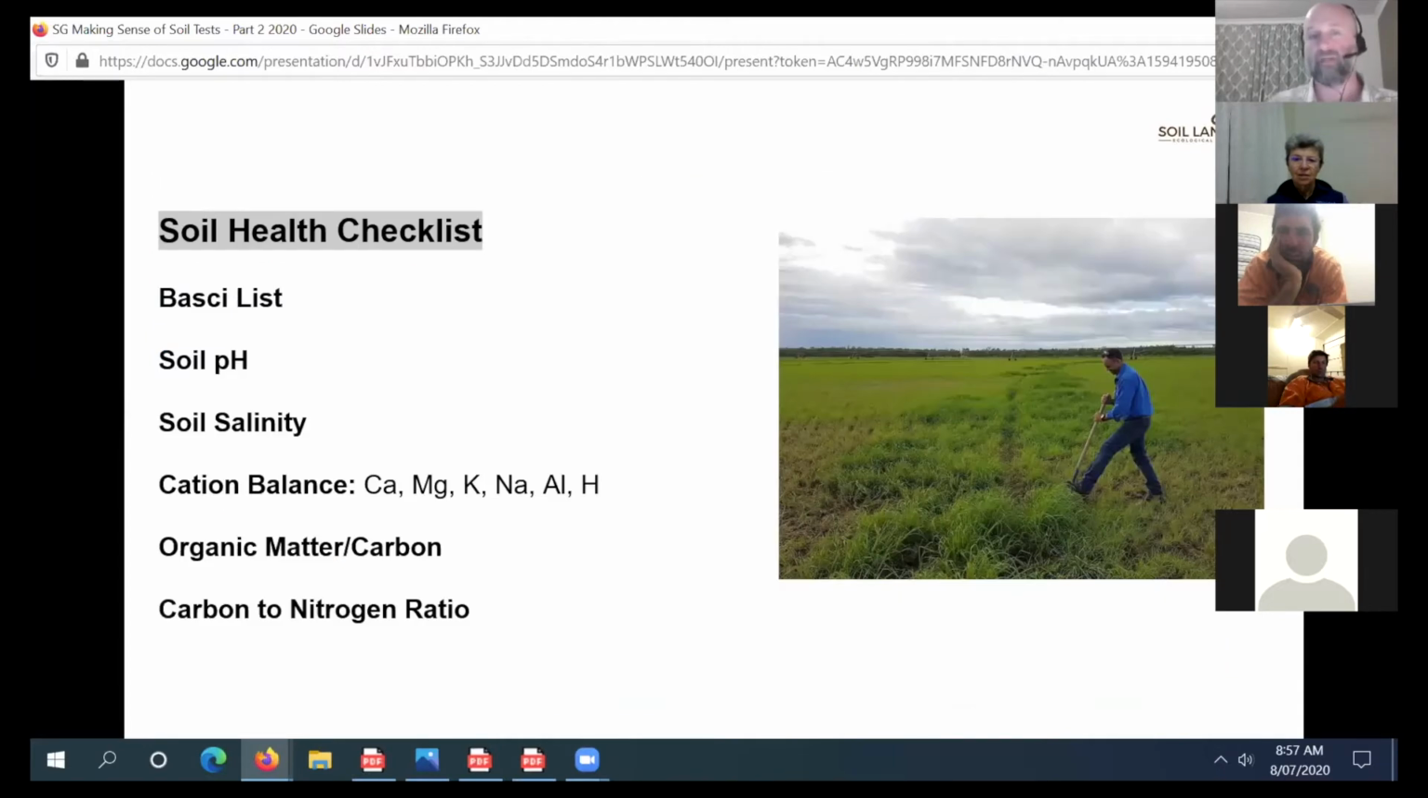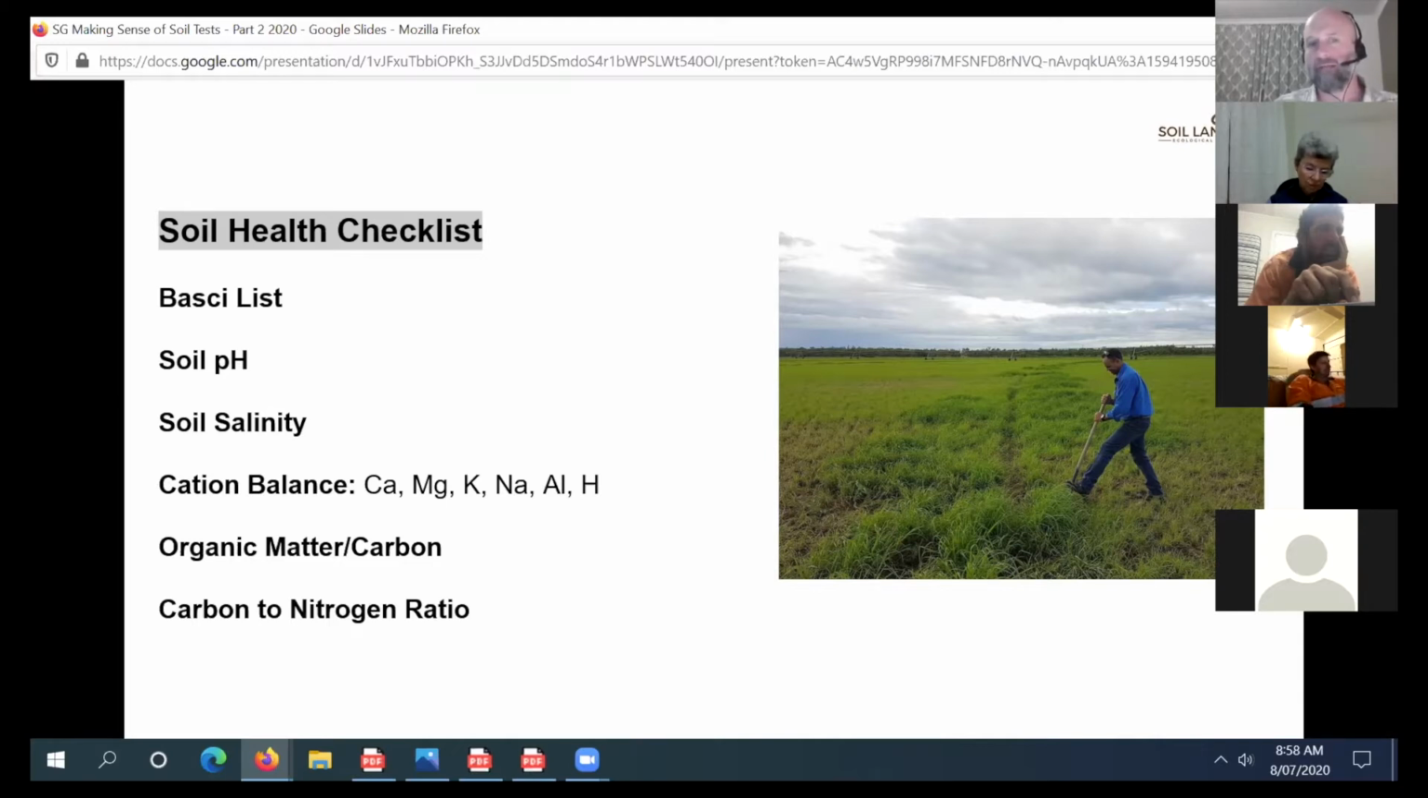So here's a bit of a checklist for you. You guys started it off, but sorry, that first one there is a bit of a typo. So here's a basic soil health checklist for Northern Australia. I've just put a few things there: soil pH, soil salinity, what we call the cation balances, which we won't go through too much tonight because it is a little bit technical and takes a bit of time. But particularly if we need to, we can look at sodium on the cation balances, and then organic matter / carbon, and I'm using those two terms a bit interchangeably, and what I call the carbon to nitrogen ratio.